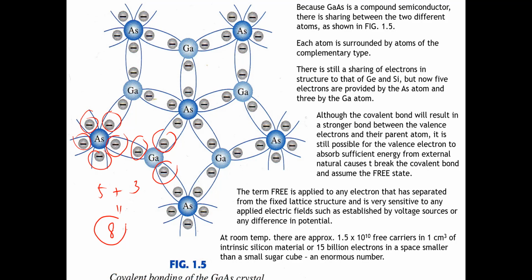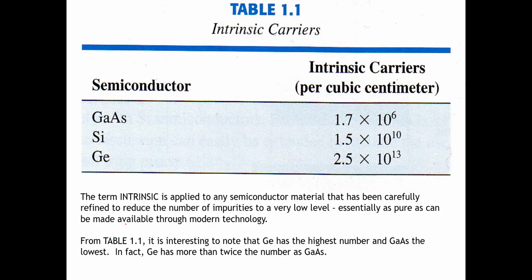It's like silicon and also germanium, which have 4 valence electrons and form covalent bonds with another silicon or another germanium. Okay, so this is the intrinsic carrier. Every semiconductor has an intrinsic carrier concentration. The intrinsic carrier means the amount of carriers per cubic centimeter. For gallium arsenide we have 1.7 times 10 to the 6, and then silicon and also germanium.